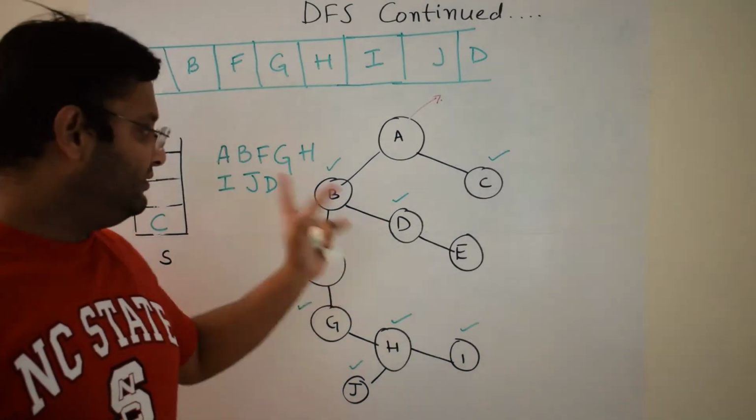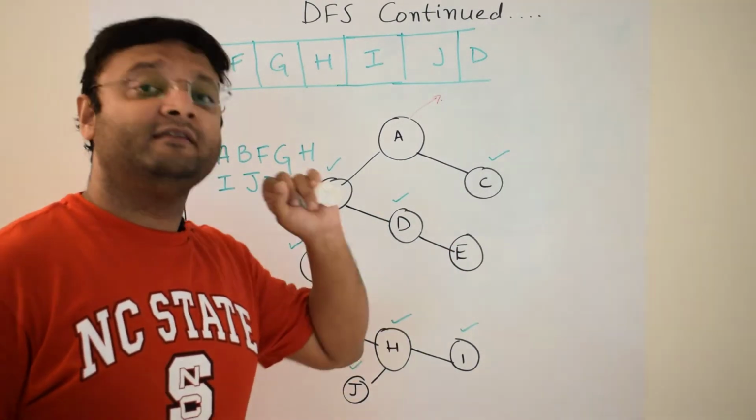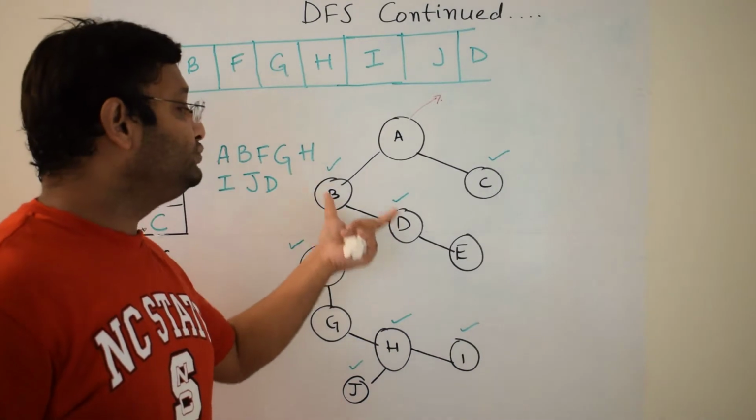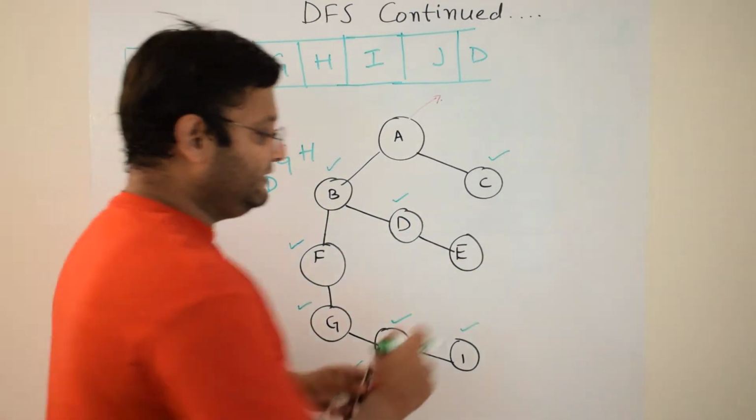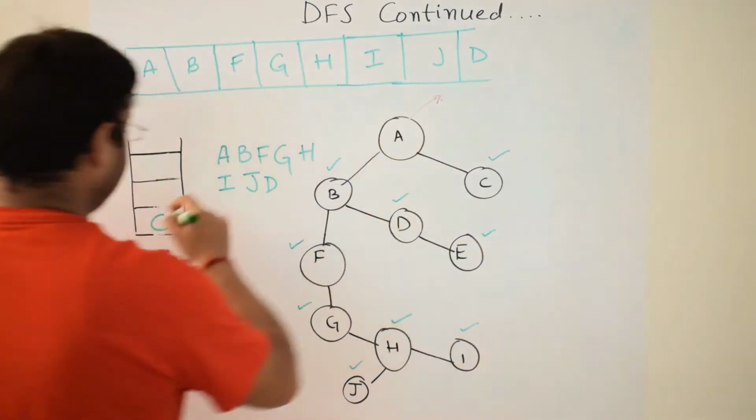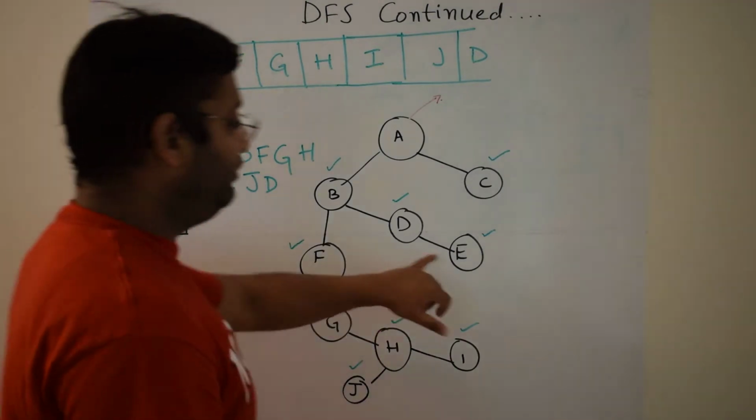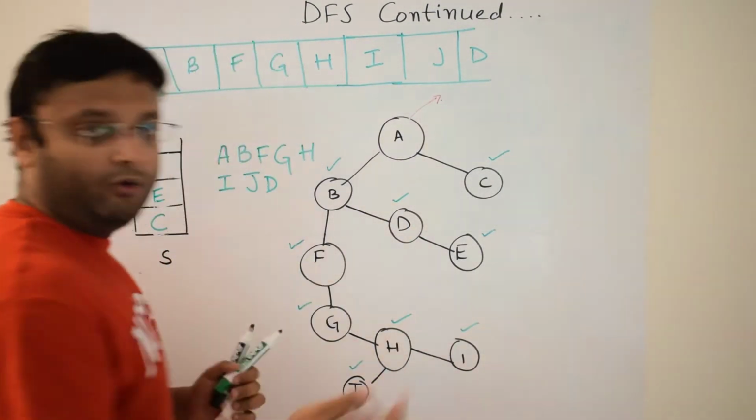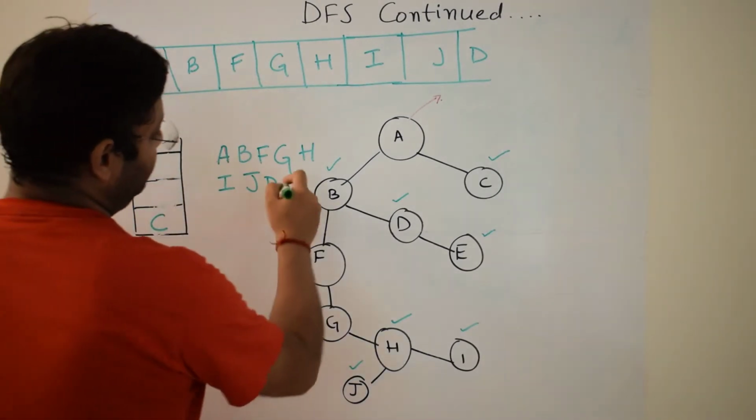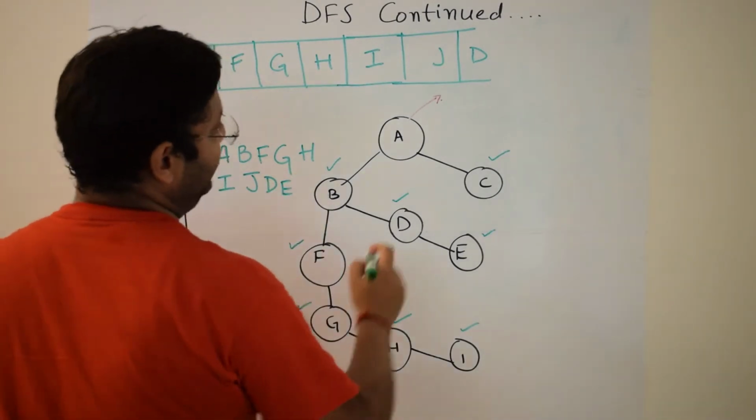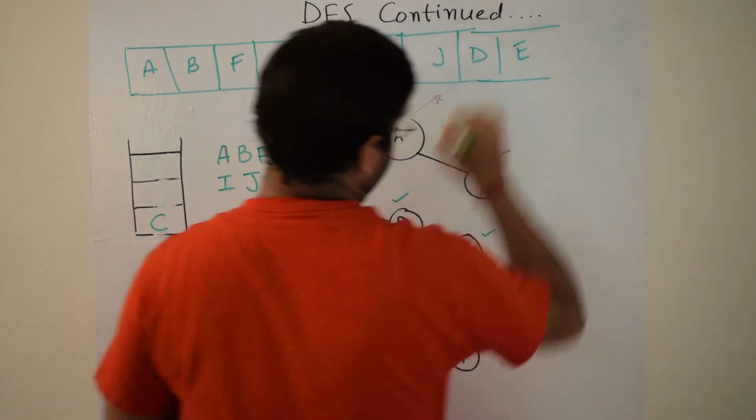Neighbors of D, yes, two neighbors, B and E. But this time B has already been visited, so you won't push B onto the stack. The only neighbor which has not been visited is E. So you will push E onto the stack. So now E has been pushed. Now what? Again the same logic. You pop out E now. So E has been popped out, and here E is now termed as visited.